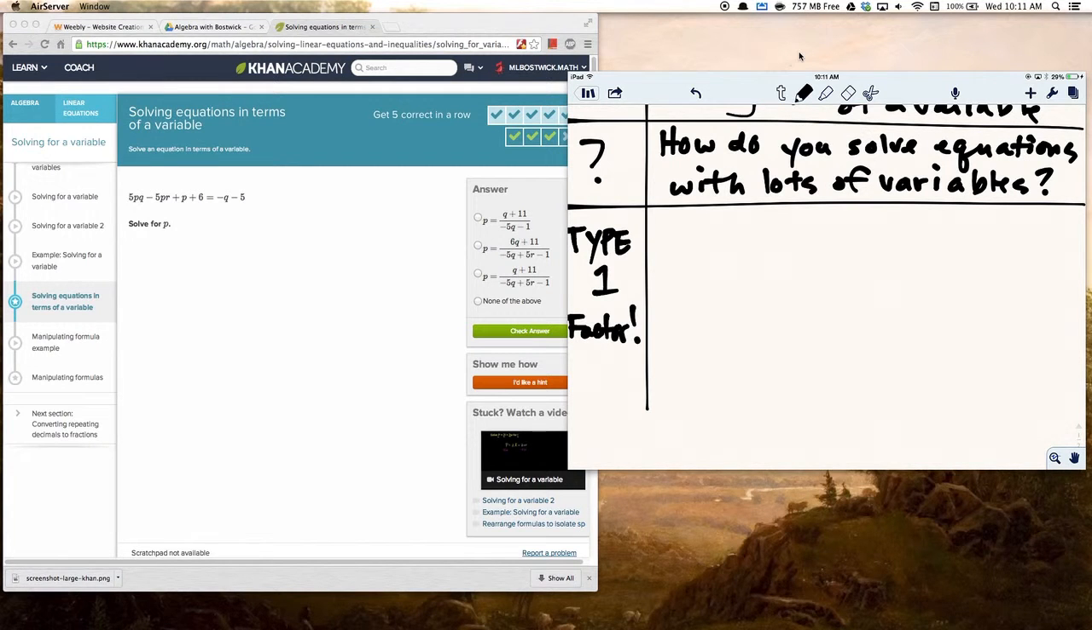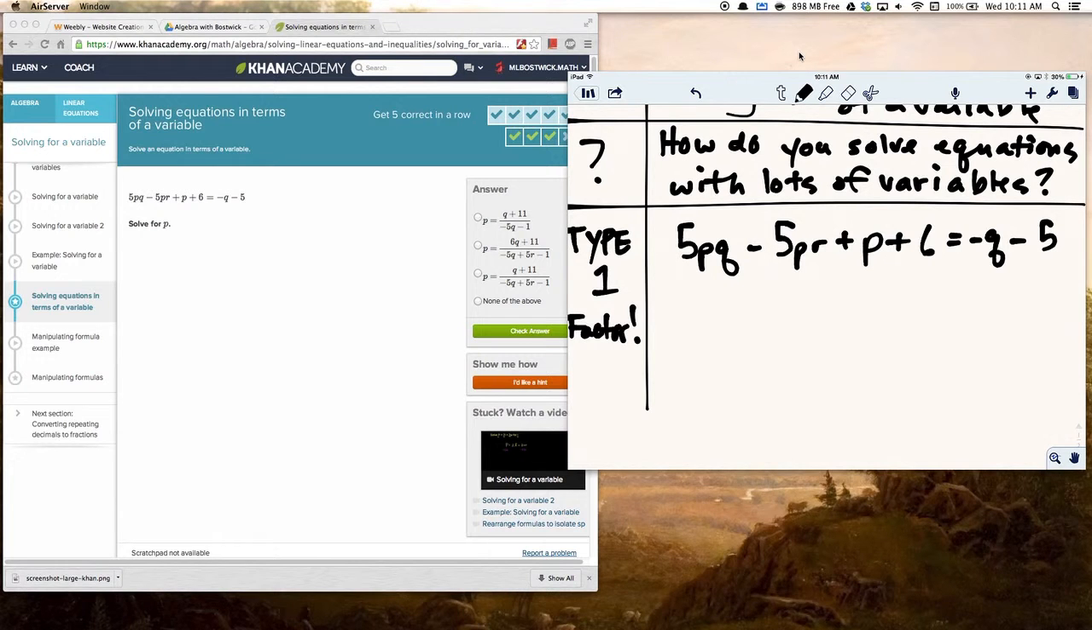And so I'm going to go ahead and write down the problem. So I have 5pq minus 5pr plus p plus 6 equals negative q minus 5. And so for this video, I may write some things in blue. The blue stuff that I write, you don't need to record. The blue stuff is going to be stuff I'm using just to try to explain what's going on, but you don't need to write that in your notes. Whatever I have in black, please do record.